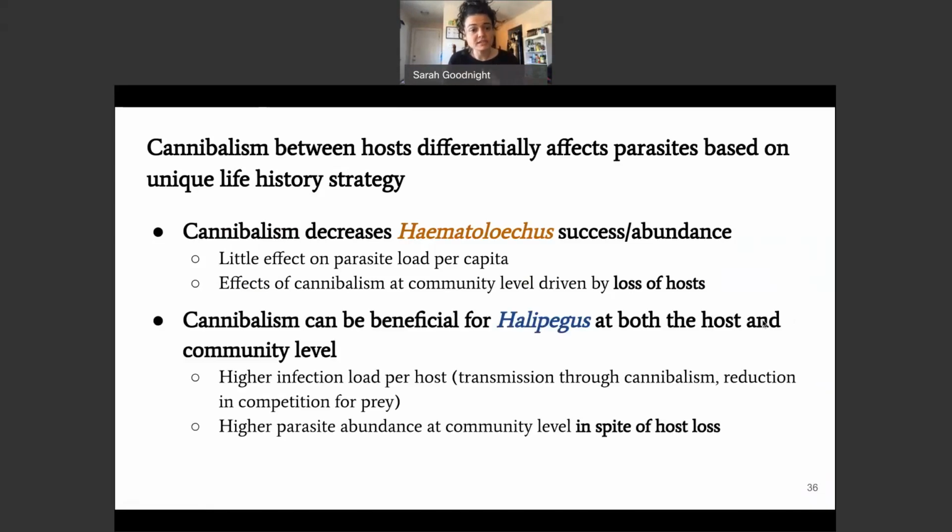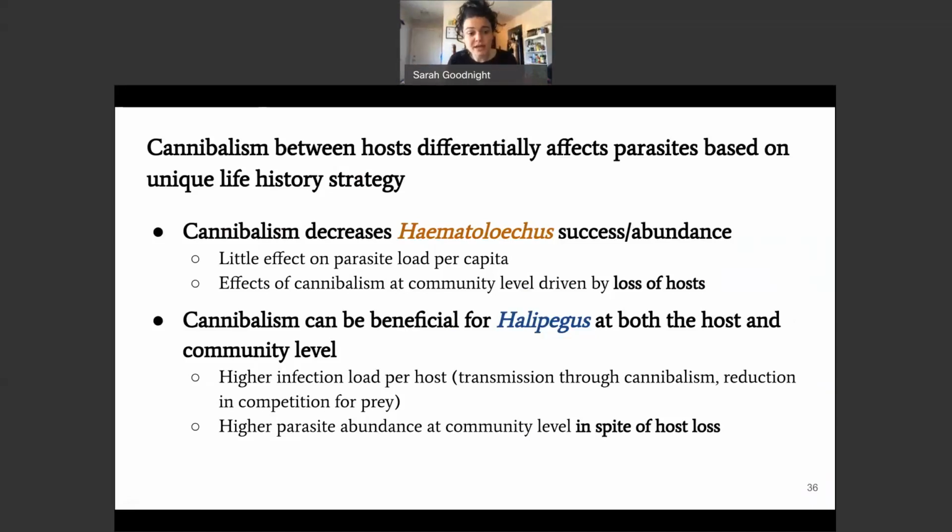In contrast, cannibalism was actually shown to be possibly beneficial for Halopagus at both the individual host and the community or tank level. So there was a higher infection load, or per capita per host, for Halopagus, and that could have been due to either these parasites transmitting through cannibalism from dragonfly to dragonfly, or a reduction in competition for prey, because in my high cannibalism treatments, of course, there were fewer nymphs total left alive, thus there was more prey to go around per nymph.